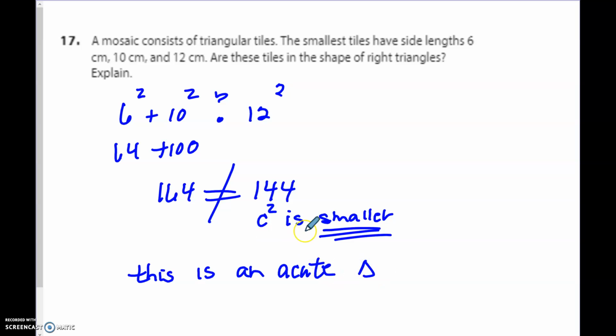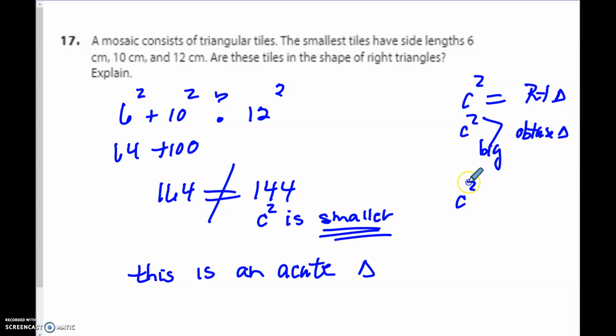So remember, if c squared equals, it's a right triangle. If c squared is bigger, then it's an obtuse triangle. If c squared is smaller, then it is an acute triangle.